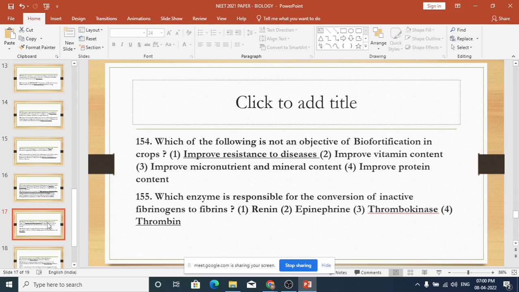Next, which enzyme is responsible for the conversion of inactive fibrinogens to fibrins? Again 12th? No, sir. This is a 10th standard question. My God, so many questions from 10th standard. So thrombin, that is the answer they've given. But I was really surprised. So many 10th standard questions are there.